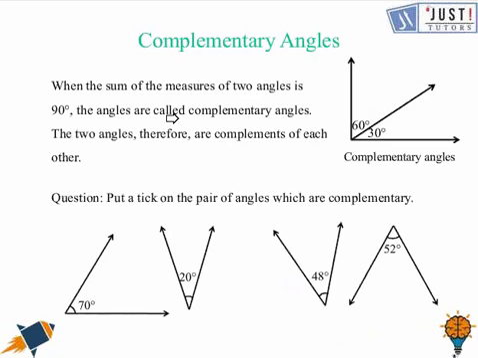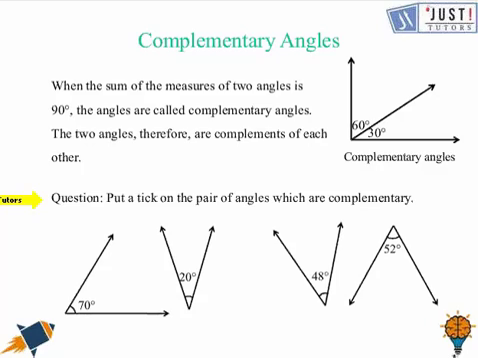Now let's proceed with complementary angles. Complementary angles are those pair of angles which add up to give 90 degrees. So that's a pair of angles which when added will give you 90 degrees. For example, here, one angle is 60 degrees and the other is 30 degrees. So when added, they both equal 90 degrees.